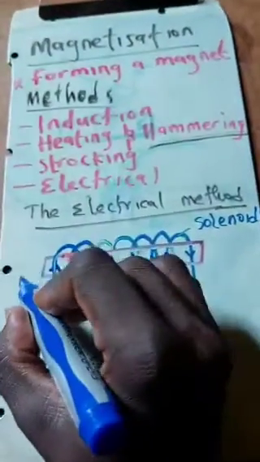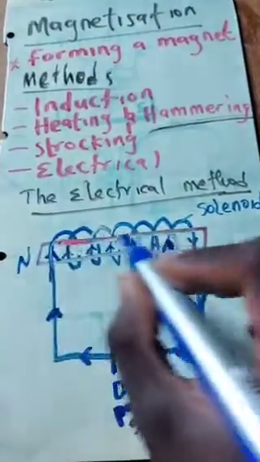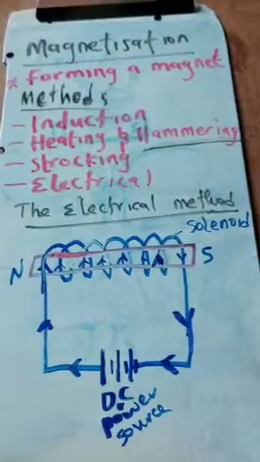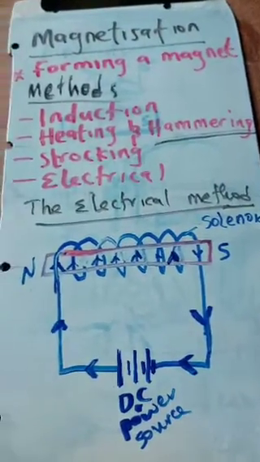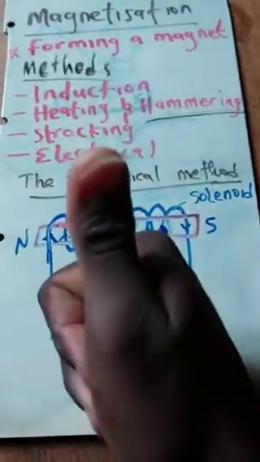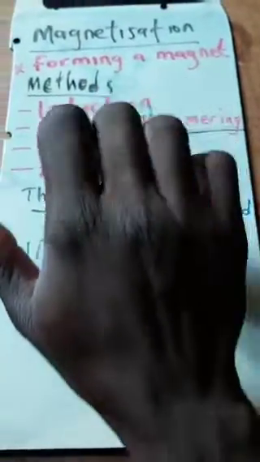This side is the north. That side is the south. That is how you know the poles that will be formed, the right hand grip rule. The thumb points in the direction of the north, the fingers point in the direction of the current. So grip the solenoid like that.